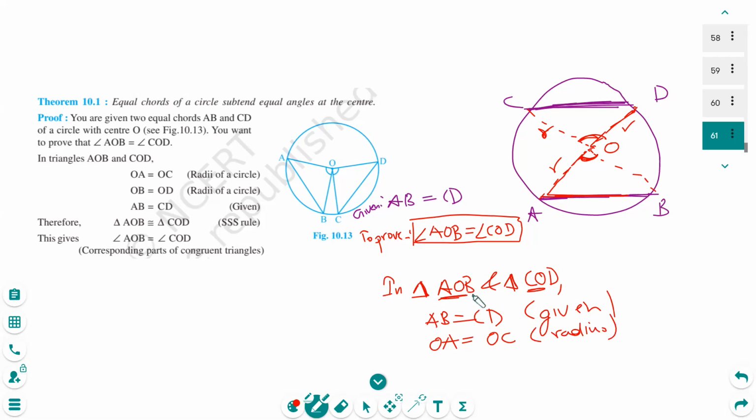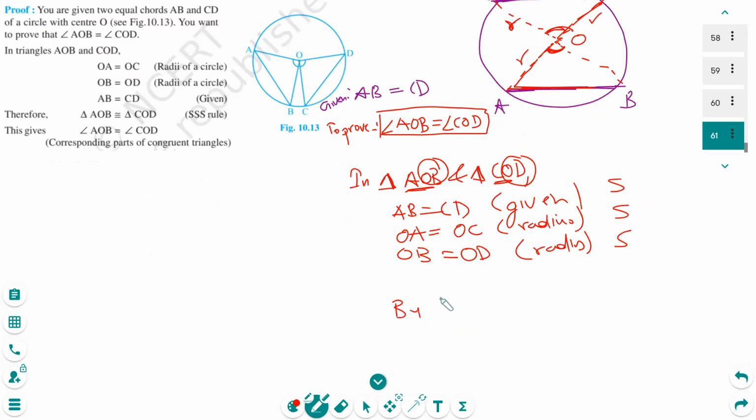नाउ वी विल टेक OB is equal to OD, क्योंकि यहाँ पे देखो OB is equal to OD बन रहा है कॉरेस्पॉन्डिंग. So that's the radius again. So now we have three sides, S, S, S. So by SSS, triangle AOB will be congruent to triangle COD.